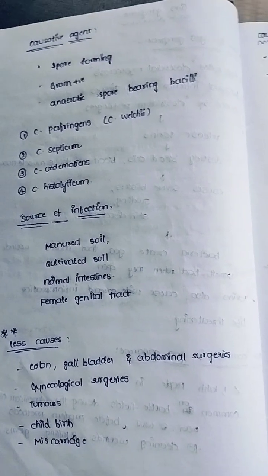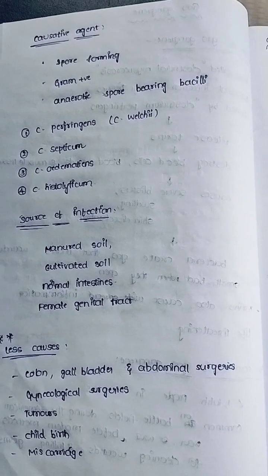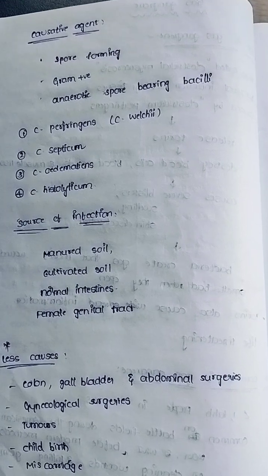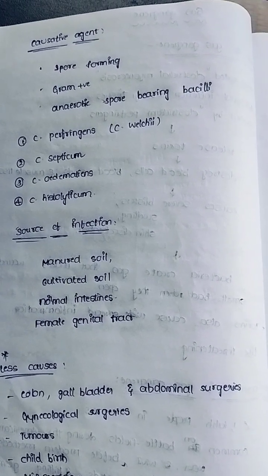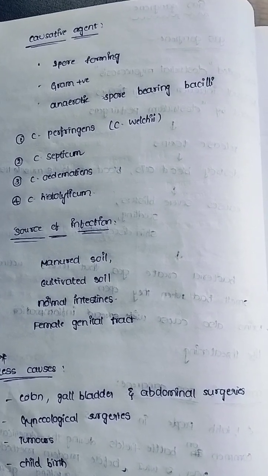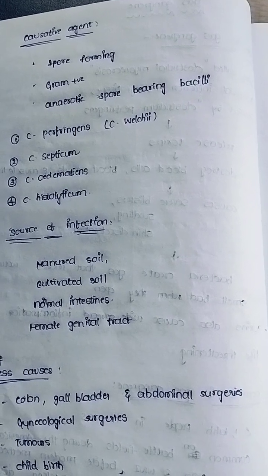And what is the causative organism for gas gangrene? Mainly Clostridium perfringens. It is a gram-positive, anaerobic, and spore-forming bacteria. Other bacteria which also cause gas gangrene are Clostridium septicum, Clostridium oedematiens, and Clostridium histolyticum.